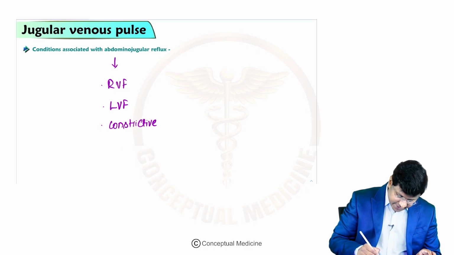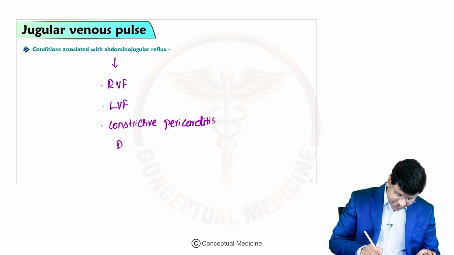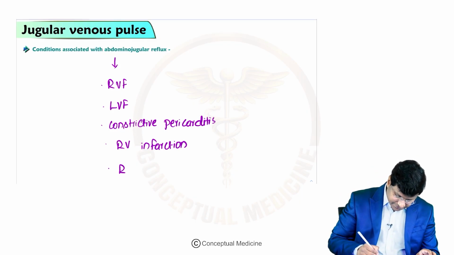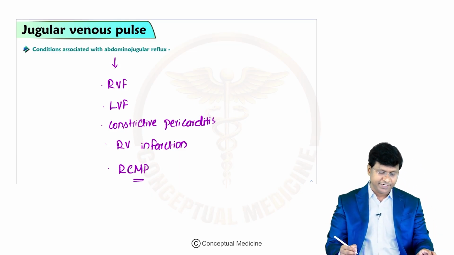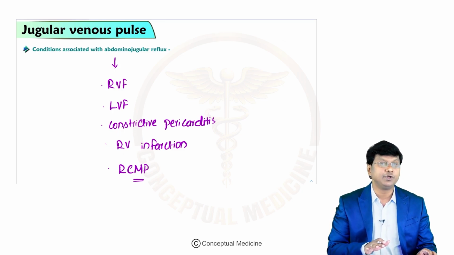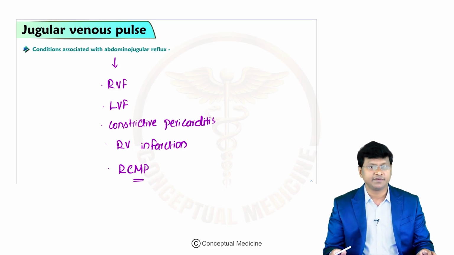in patients with constrictive pericarditis, you will have the presence of a positive hepatojugular reflex. Then in patients with right ventricular infarction, then lastly restrictive cardiomyopathy. So these are all the conditions associated with the abdominojugular reflex or a positive hepatojugular reflex.